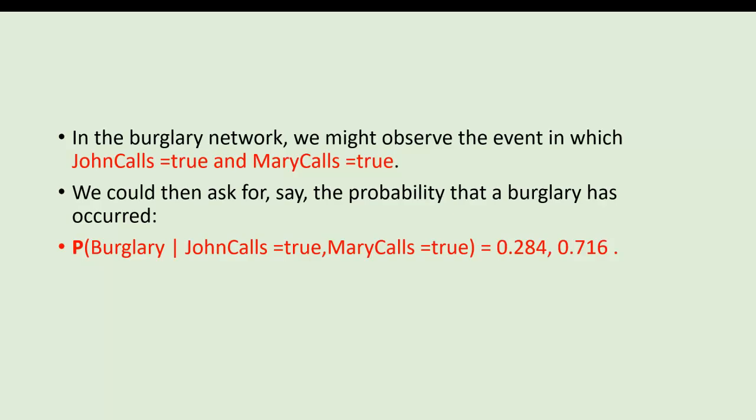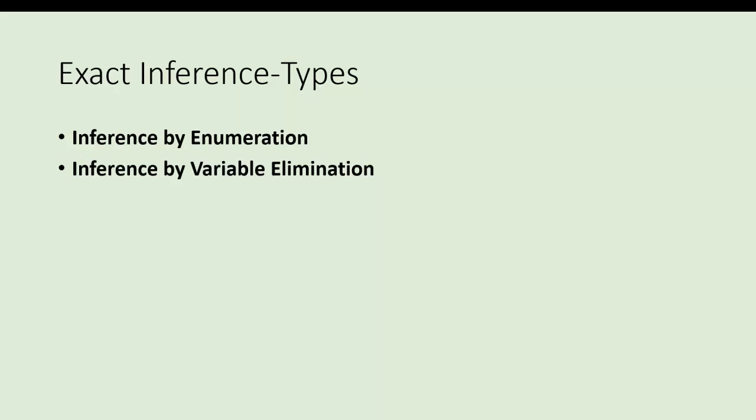We have already computed all these things in the lab itself. You have to get the same answer here also, so that we will be verifying here. In inference there are two types: one is inference by enumeration and then inference by variable elimination.